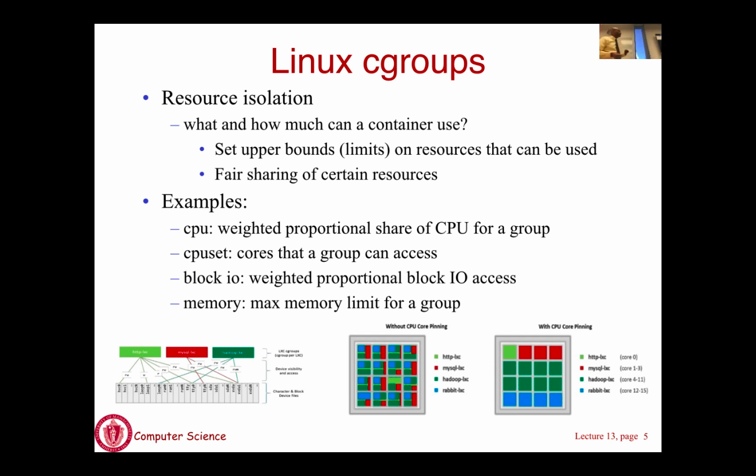So cgroups allow you to do resource isolation. What does that mean? You can set upper bounds on how much resources can be used: an upper bound on how much CPU can be used, on how much memory can be used, on how much disk bandwidth can be used, and so on and so forth. Then the processes inside that namespace are only going to be limited to using those many resources and no more.